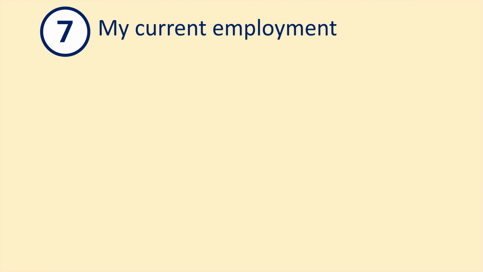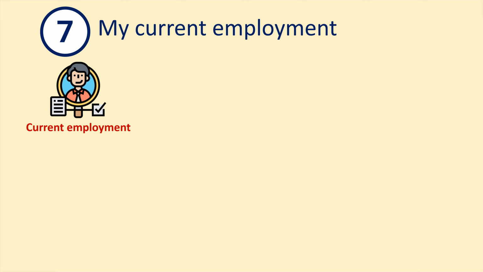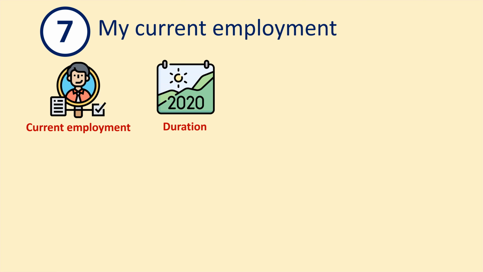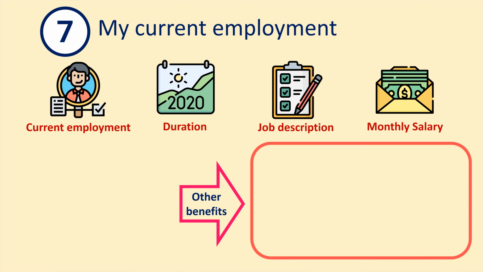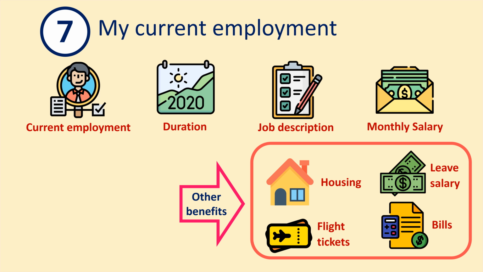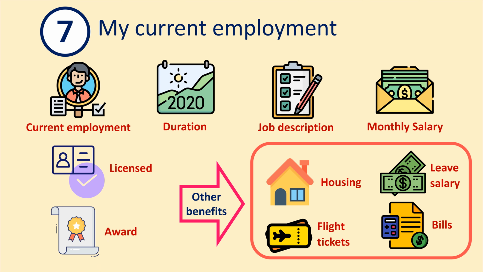In this section, try to give full details about your current employment. You need to mention the following: the number of years you have been working with your company, your job responsibilities, your monthly salary and all the other benefits such as leave salary, housing, utility bills, flight tickets, etc. If you are a licensed professional, or you have a membership with any organization, mention it in this section. If you received any awards from your company, it would be great to include them also.